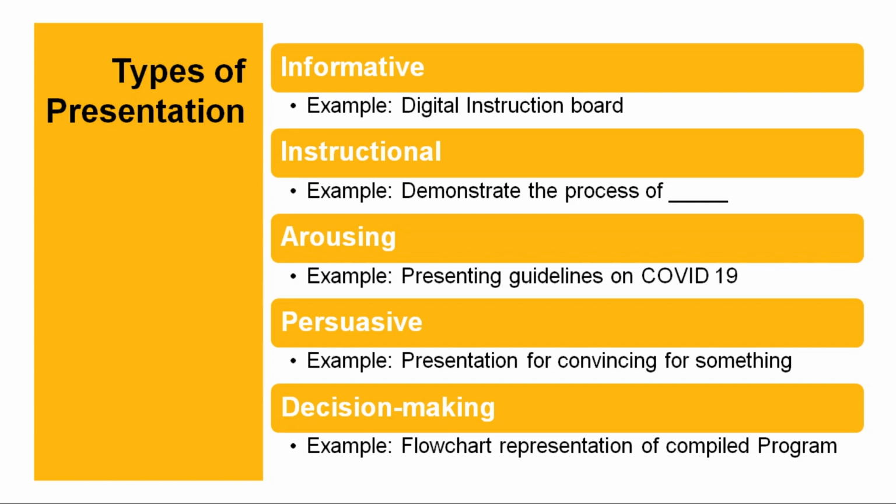Third is arousing. In this, the purpose of the presentation is to make people think about a certain problem or situation, and you want to arouse the audience's emotions and intellect so that they will be receptive to your point of view. For example, presenting guidelines of COVID-19.